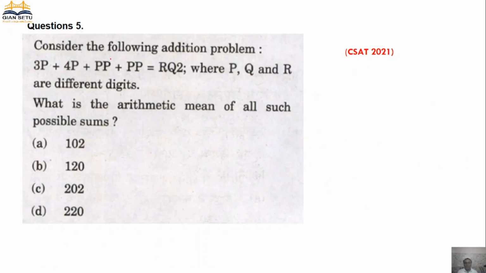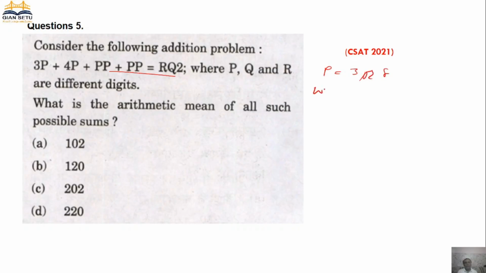Now let's see question number 5. Consider the following addition problem: 3p plus 4p, pp plus pp is equal to rq2, where p, q and r are different digits. What is the arithmetic mean of all such possible sums? Now, if we closely observe this equation, then the possible values of p, which give us unit digit 2 on the right hand side, are: p can either be 3 or it can be 8, right?